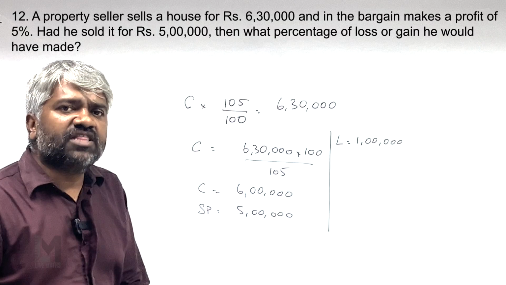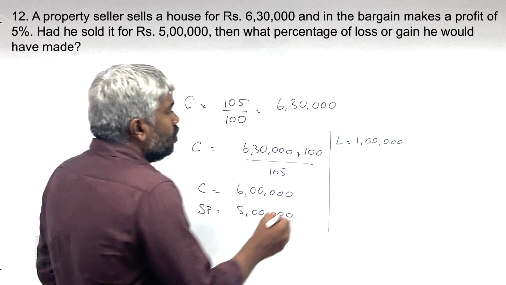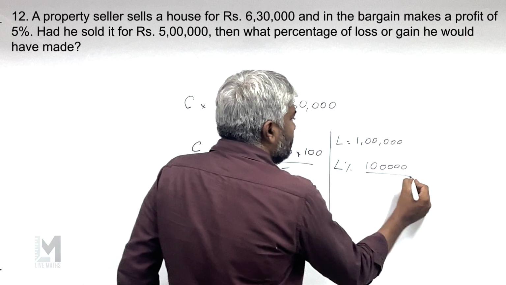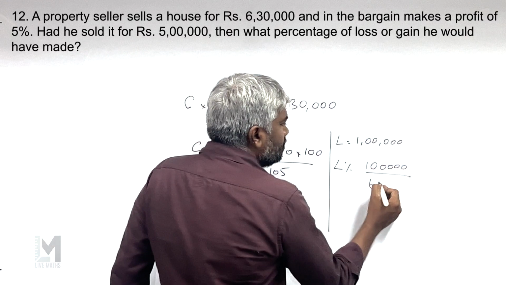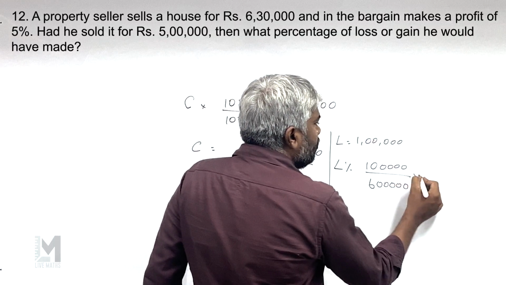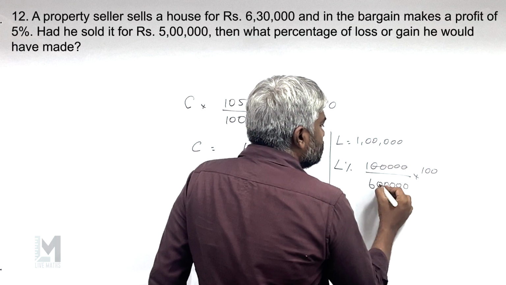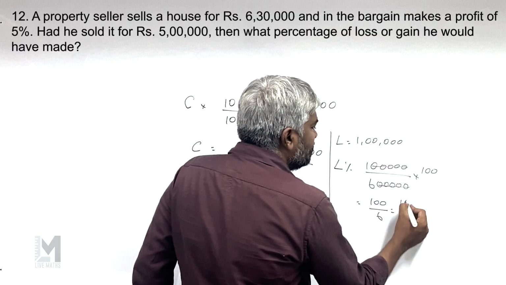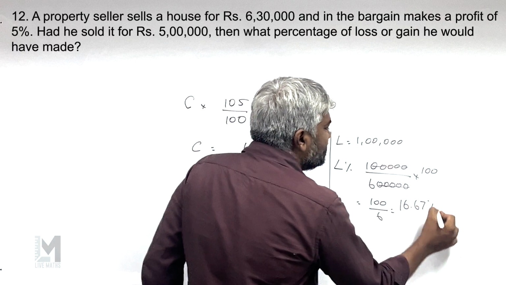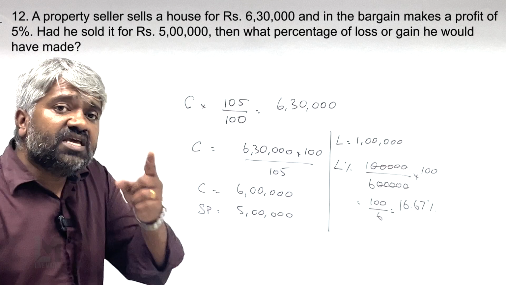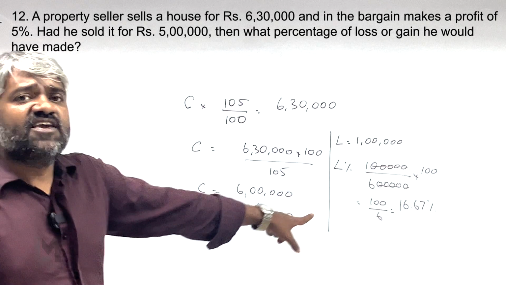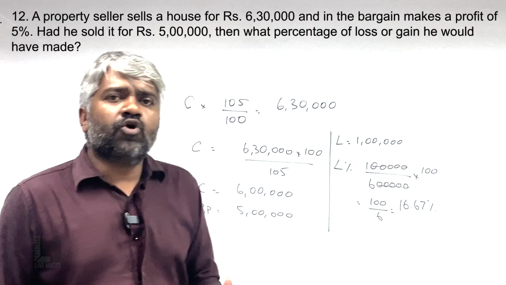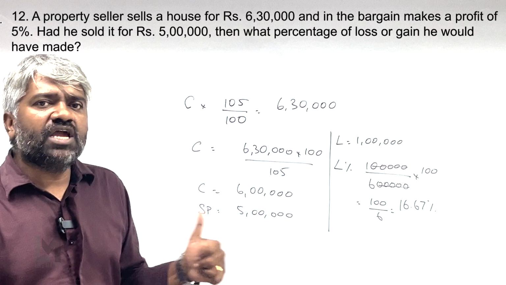So, loss is equal to 1 lakh rupees. Now, we need to find the loss percentage. What is the loss percentage formula? Loss divided by cost price into 100, right? So, divide this, you will get 100 divided by 6, which is 16.67%. So, when he sells the plot at 5 lakh rupees, he faces a loss of 16.67%, right? I hope you are clear with this answer. Now, we will move to the next question.